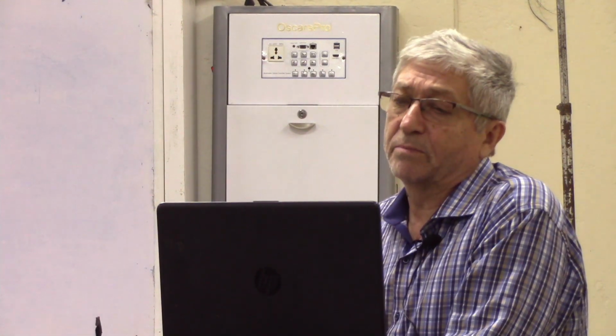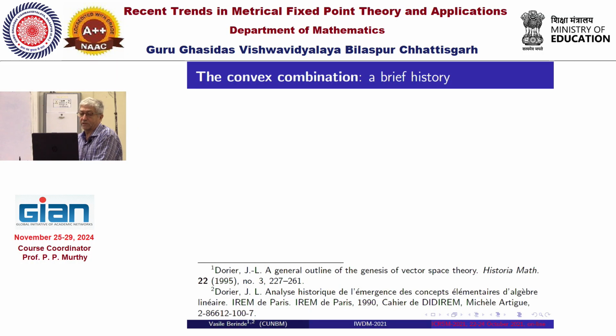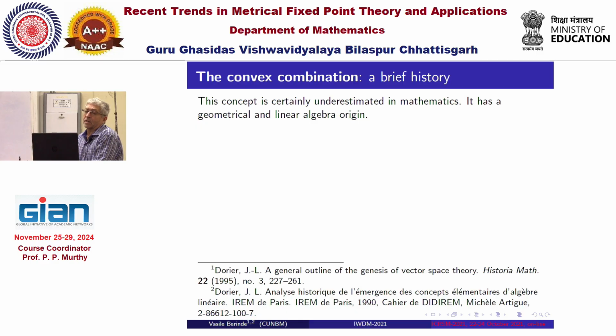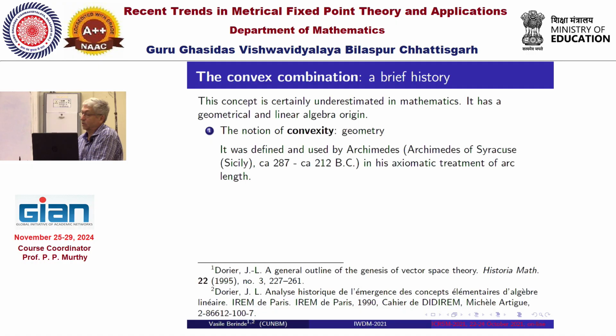I start by drawing your attention to this important concept in mathematics, extraordinarily important: the convex combination. All of us are familiar with the concept of convex combination, but for sure, in many chapters of mathematics it is underestimated, in the sense that we use convex combinations but we don't point out their relevance. This concept has a geometrical and linear algebra origin. We know that the notion of convexity appears in geometry.